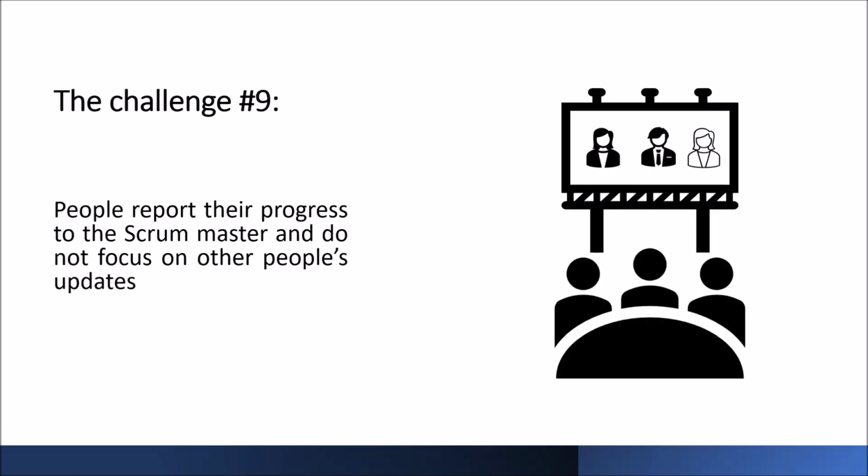The ninth challenge is people report their progress to the Scrum Master, and they don't focus on other people's updates. That means once my update is over, that's it. I'll be present there, but I don't need to listen to anything. And also these people update progress to the Scrum Master. They think the Scrum Master is a kind of leader for their team, and that's all. They don't listen to others. They don't contribute to resolving the impediments of others. They just report their progress to the Scrum Master, and after that they just shut off. They don't talk. So that's another challenge.